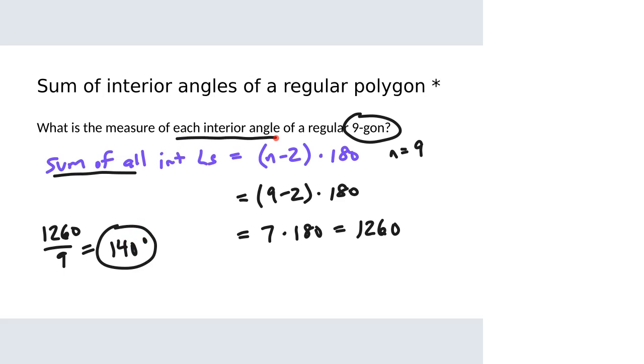A 9-gon would be hard to draw. One thing I can say, though, is if we were to draw a 9-gon and cut it up into triangles, there'd be 7 triangles in there. And that's why this formula works the way that it does.